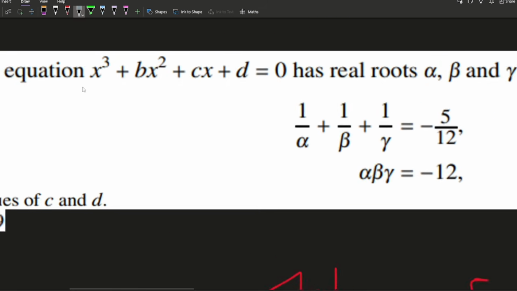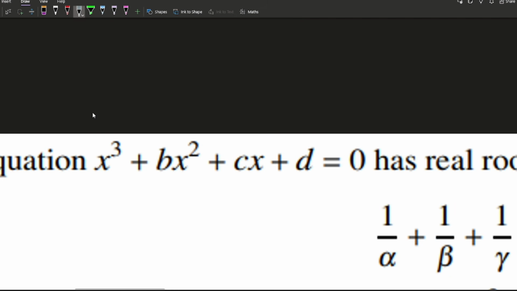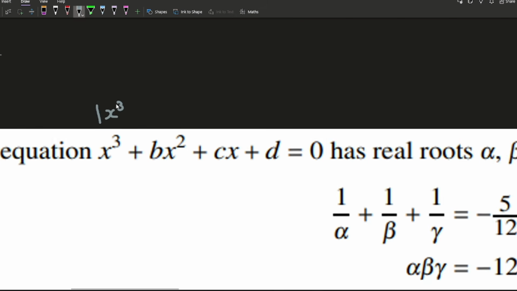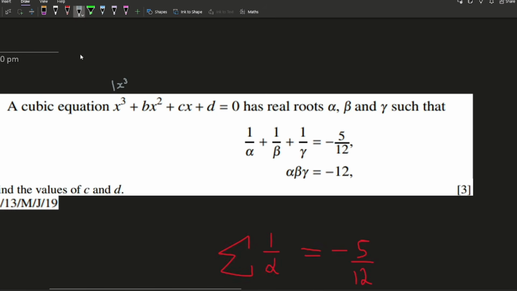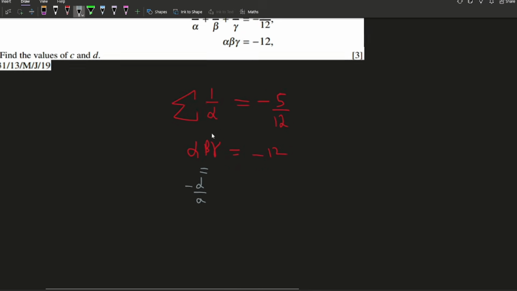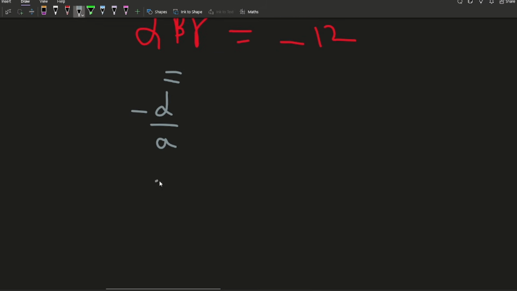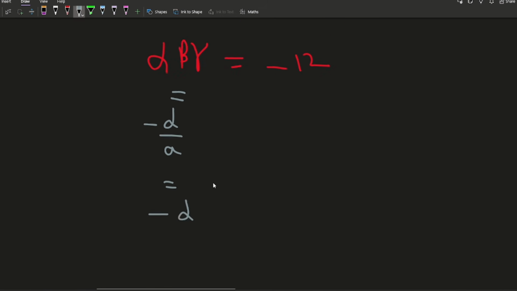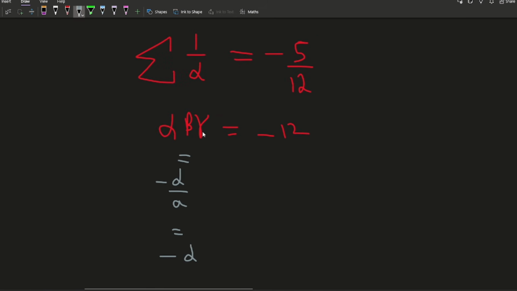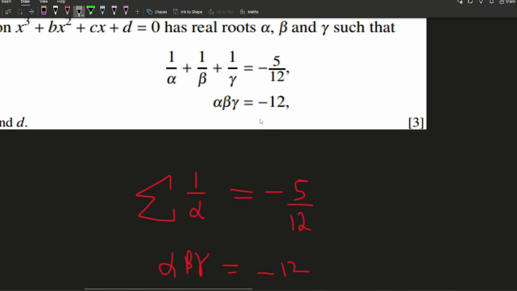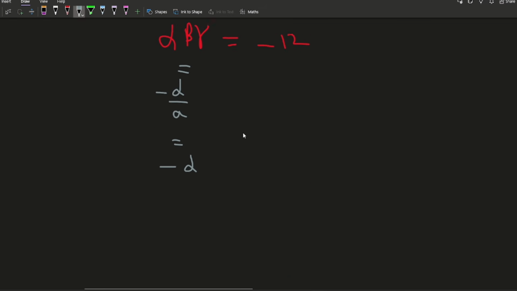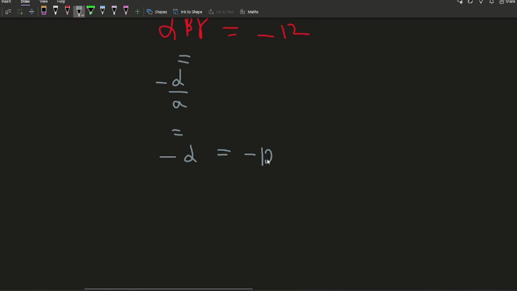And the value of a is actually given. Since there is no coefficient next to x cubed, the coefficient of x cubed is basically 1. So the value of a is basically 1, so we can write this as minus d. Okay, so what is the product of roots alpha, beta, gamma equal to? It is given in the question, which is minus 12. So minus d is equal to minus 12. Let's make d the subject, and yeah, the value for d is 12.